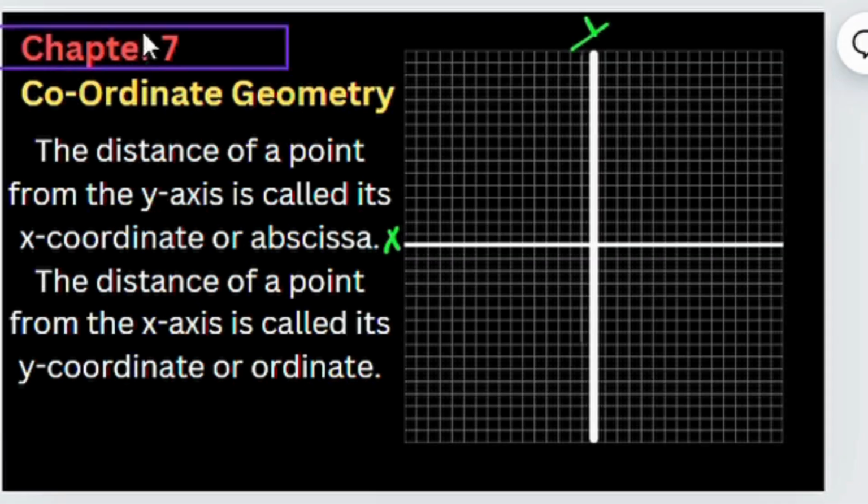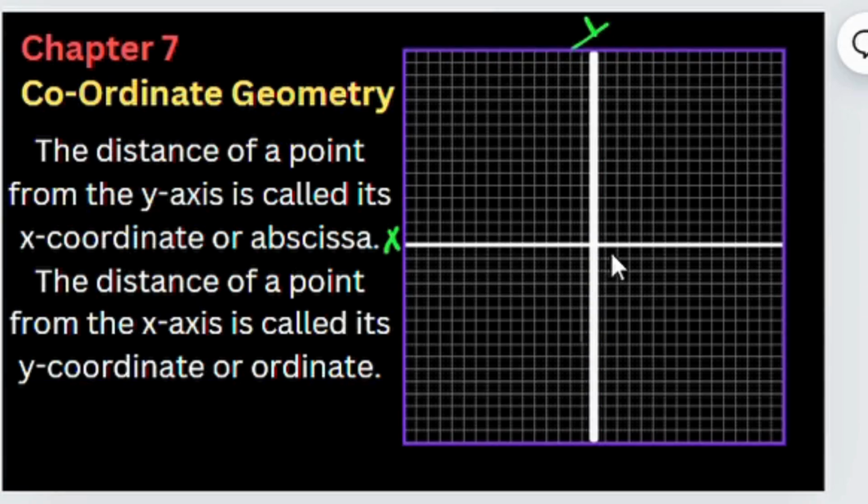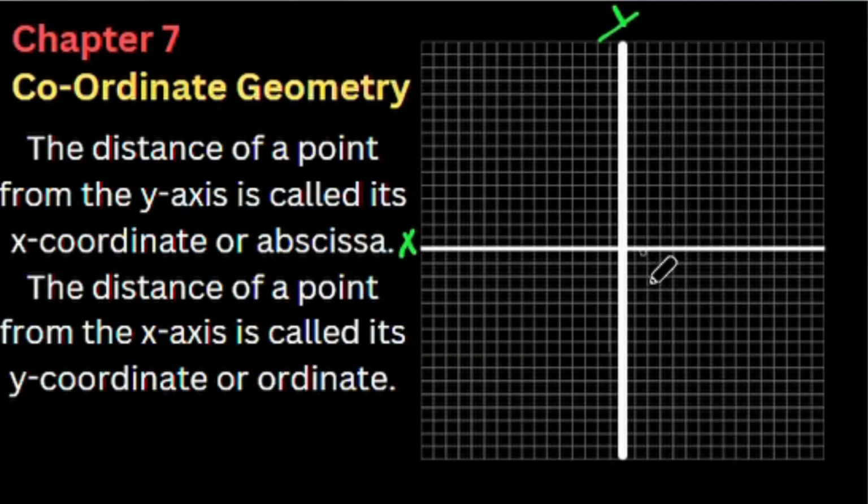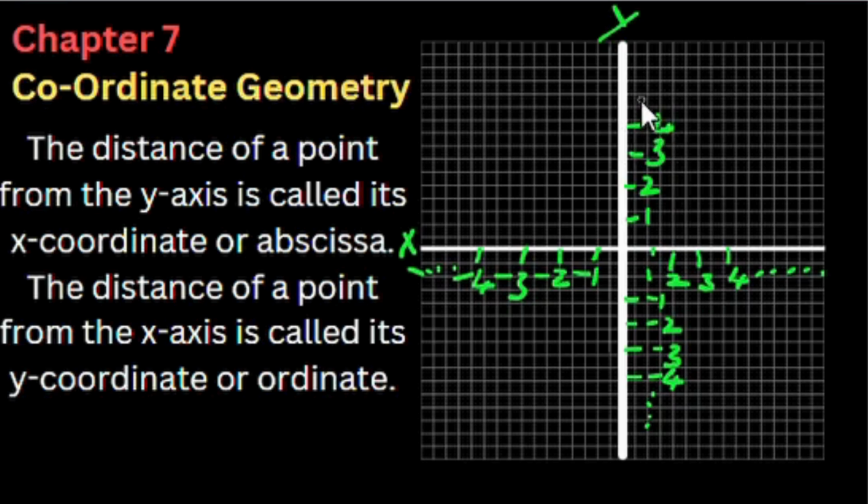Basically a number line. In the x-axis, this side is positive: 1, 2, 3, 4 and it goes on. This side is negative: -1, -2, -3, -4 and it goes on. Same here, it is negative: -1, -2, -3, -4 and going on, and here it will be 1, 2, 3, 4, 5.